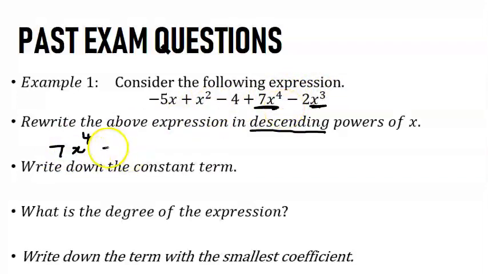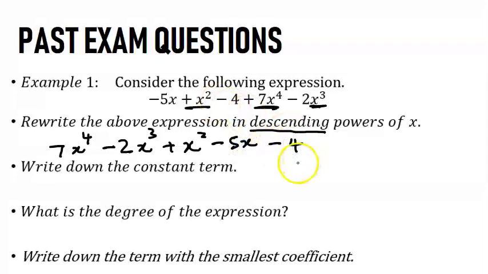So the next one will be minus 2x cubed, right? And then plus x squared, and then minus 5x, and then my constant term will be last, which is negative 4. Remember, always double check your work. So 7x to the 4, the highest power, then comes x cubed, but the whole term is minus 2x cubed. Then comes plus x squared, then minus 5x, and then minus 4. Okay, I think that's all in order. So that's now rewriting the above expression in descending powers of x.